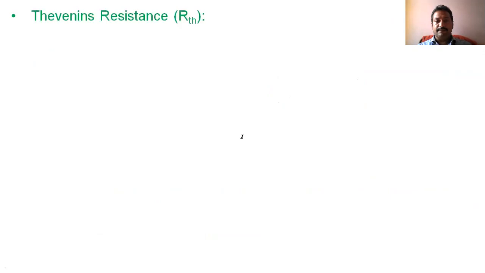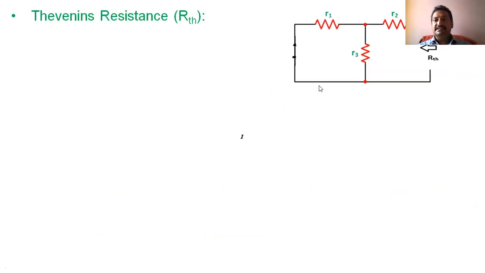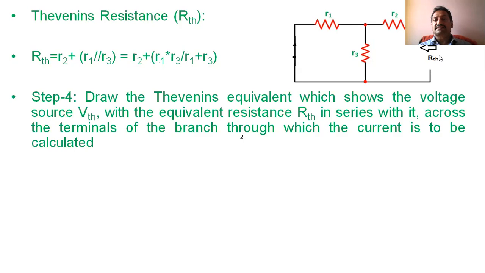Now we'll do that step. See here, this is called Thevenin's resistance, also called equivalent resistance. Here we shorted this voltage source and we see R1 and R3 are connected in parallel, and that is connected in series with R2. So R Thevenin is equal to R2 plus R1 in parallel with R3, that is, R1 R3 by R1 plus R3 plus R2. That total resistance is also called the equivalent resistance or the Thevenin's resistance. Step 3 is over. Then we come to step 4.